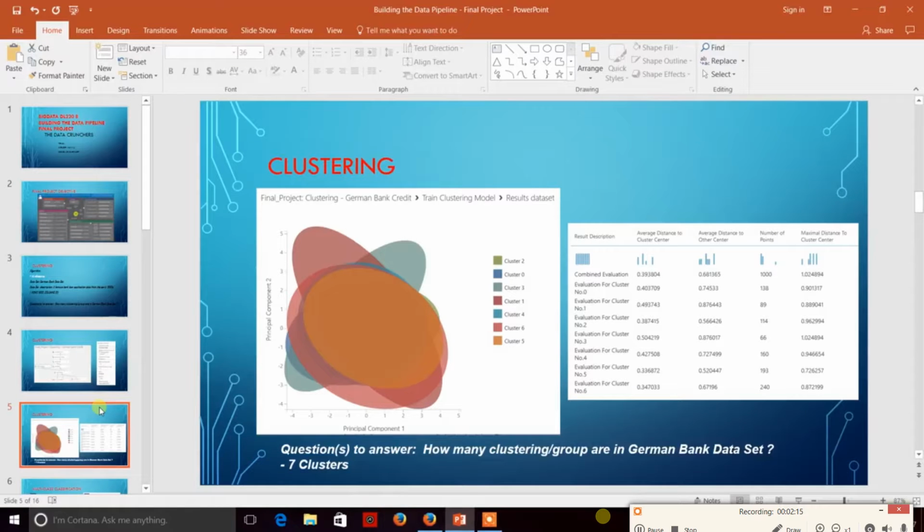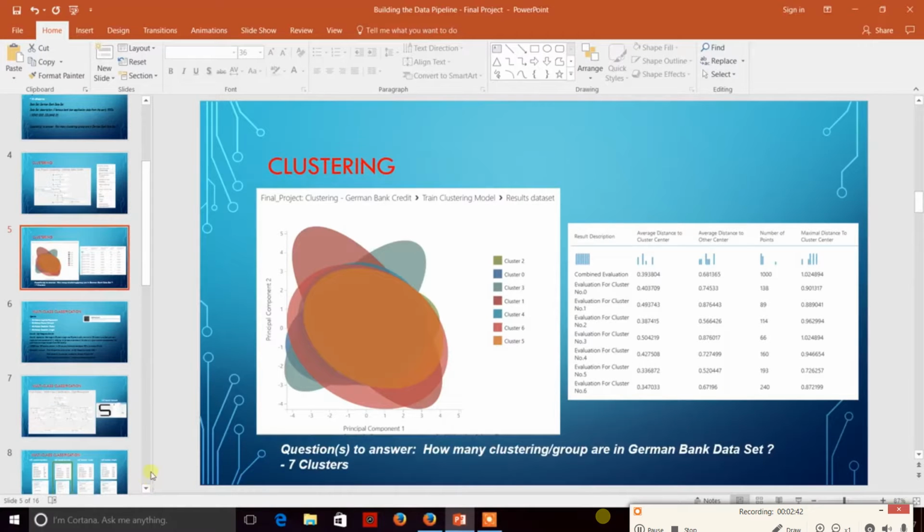Using this algorithm, it was really good. Look, the distance is almost the same. Then we have a very good average distance to the clustering center, from 0.4 to 0.5. Really, from 0.33 to 0.5. And to answer the question, how many cluster groups are in the bank data set, a good number should be 7.